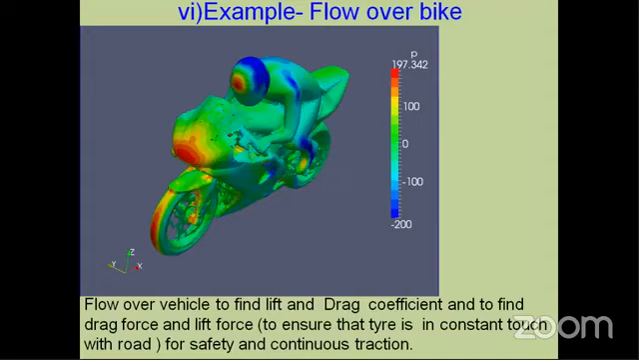So such a situation is created in the car. At high speed, what happens? The lift force acts on the car, and because of this, a safety issue is created. We lose the contact of the tire with the ground.